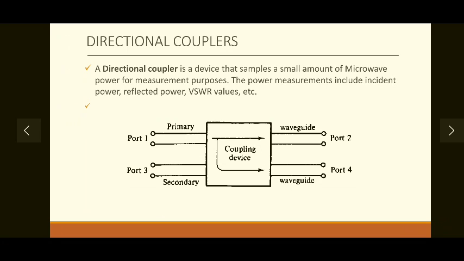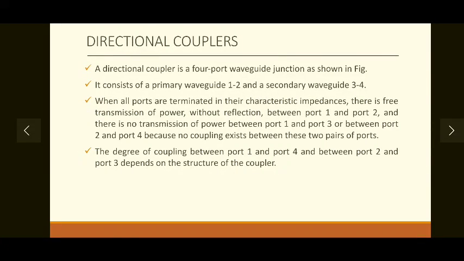As you can see, there are 4 ports, so it's a 4-port waveguide junction. The upper 2 ports form the primary waveguide, and the lower 2 ports form the secondary waveguide. So, a directional coupler is a 4-port waveguide junction as shown in the figure. It consists of a primary waveguide formed by port 1 and 2 and a secondary waveguide formed by port 3 and 4. When all ports are terminated in their characteristic impedances, there is a free transmission of power from port 1 to 2.